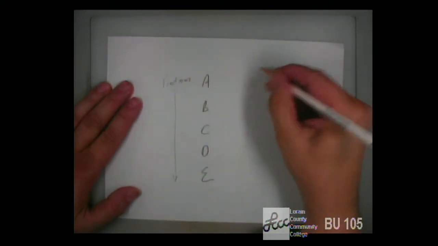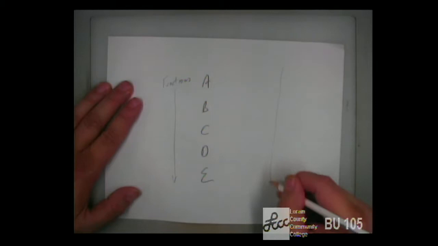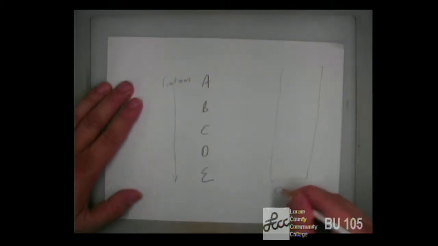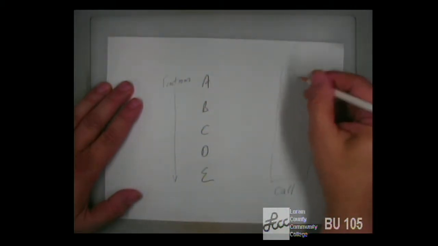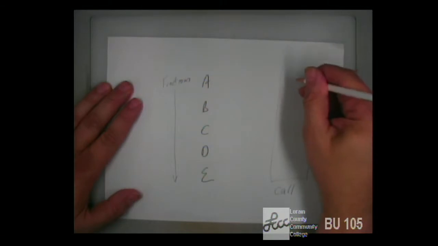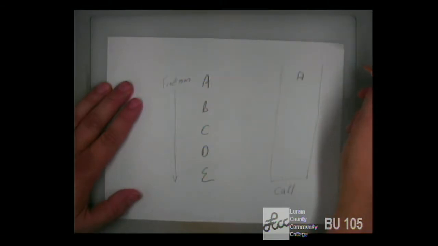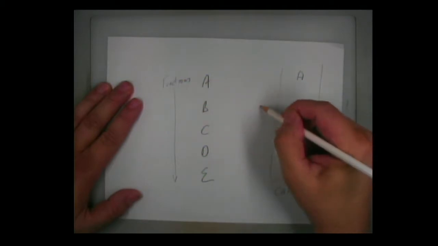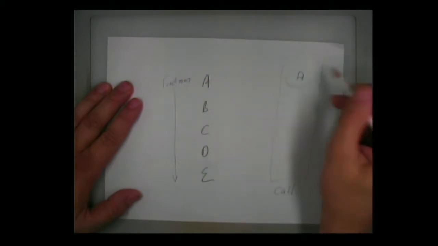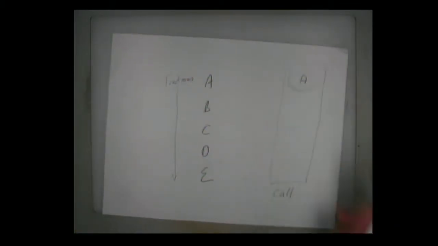And let's say A calls B. The call stack would put on it, when A called B, A on the stack. That means when B finishes, the top one on the stack is where the code goes back to. So it would go back to A.